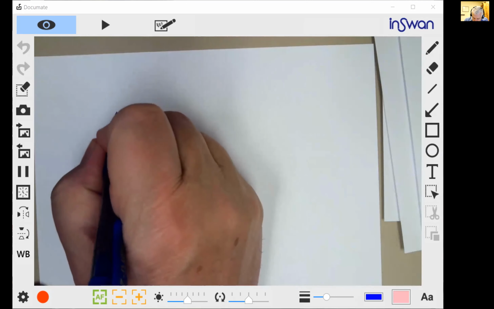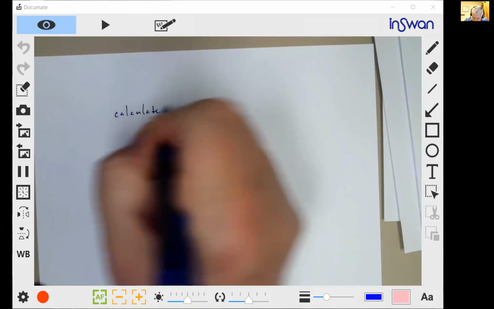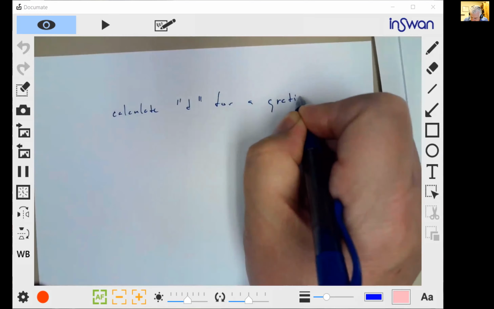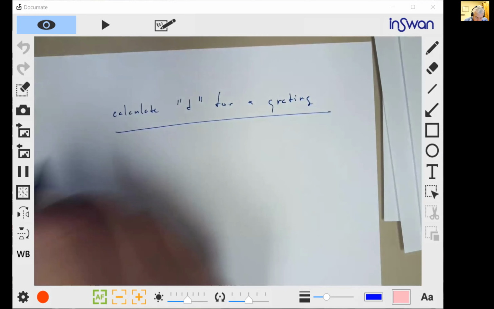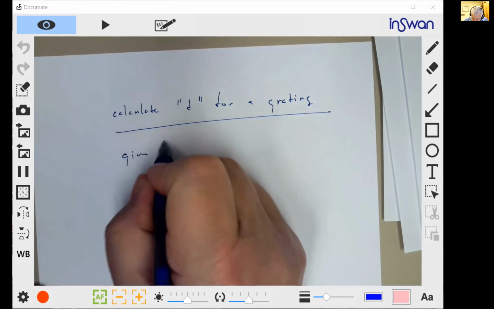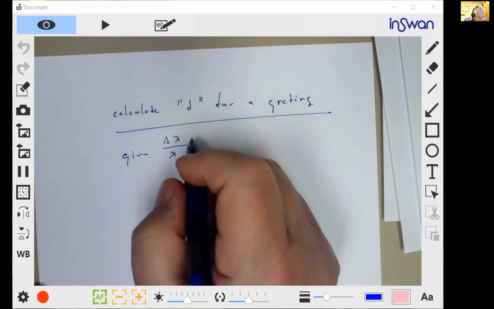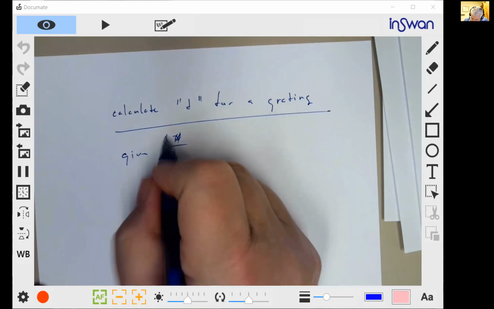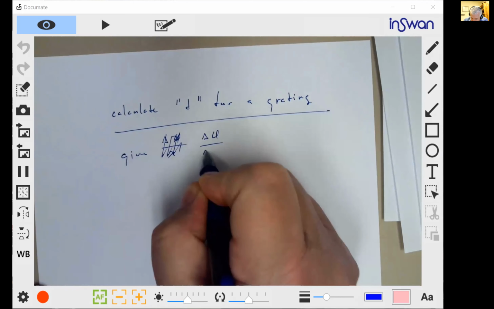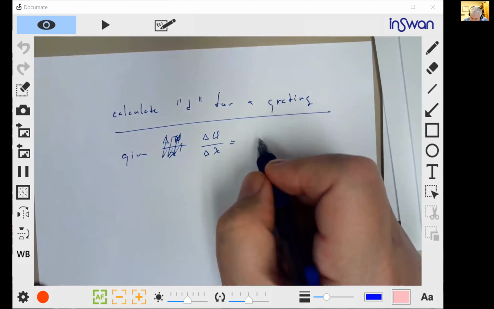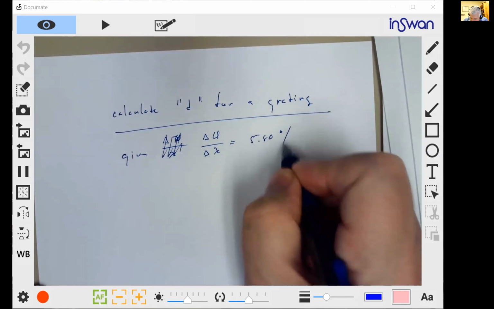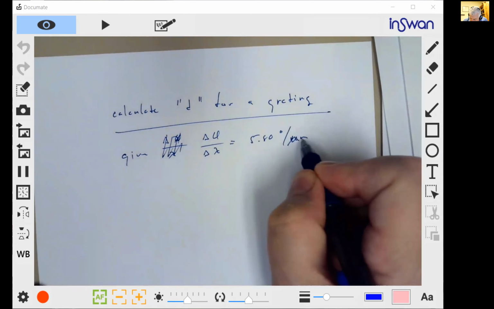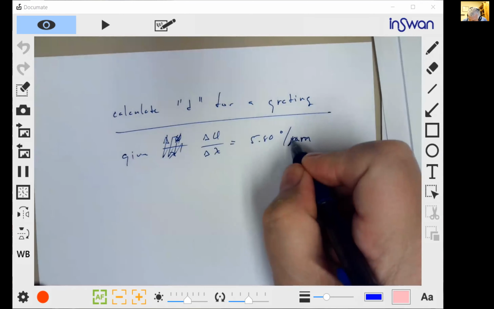Here's a question on calculating the d value for a grating, given delta phi over delta lambda is equal to 5.80 degrees per nanometer, or per micron. This is micrometer.